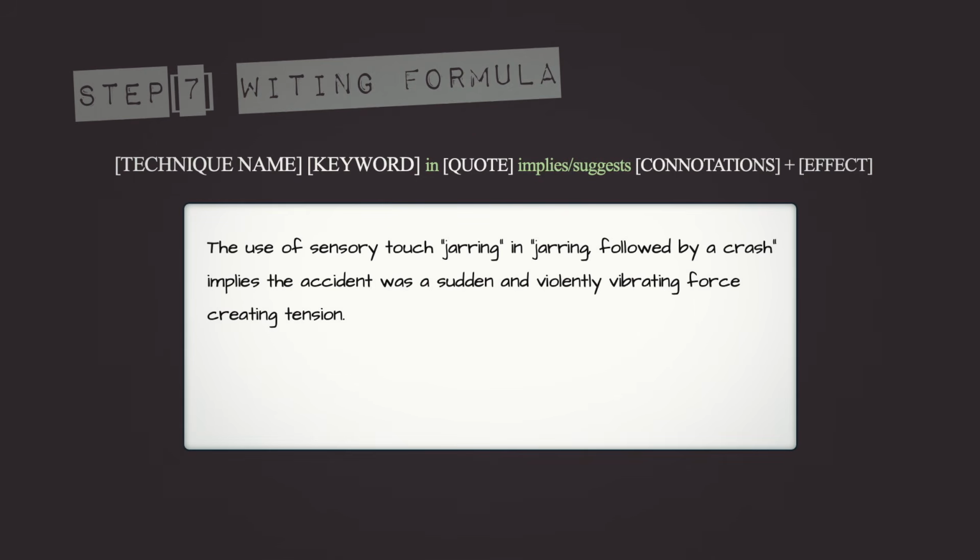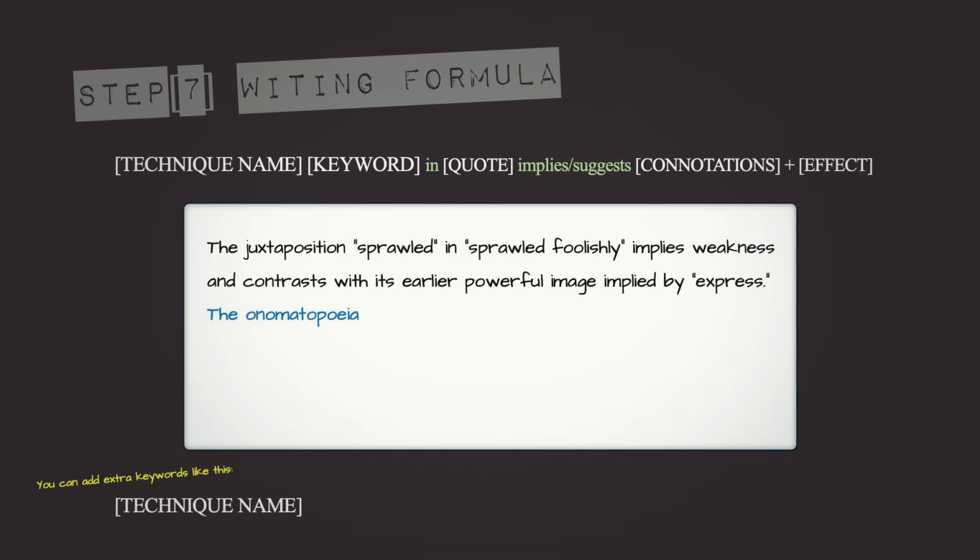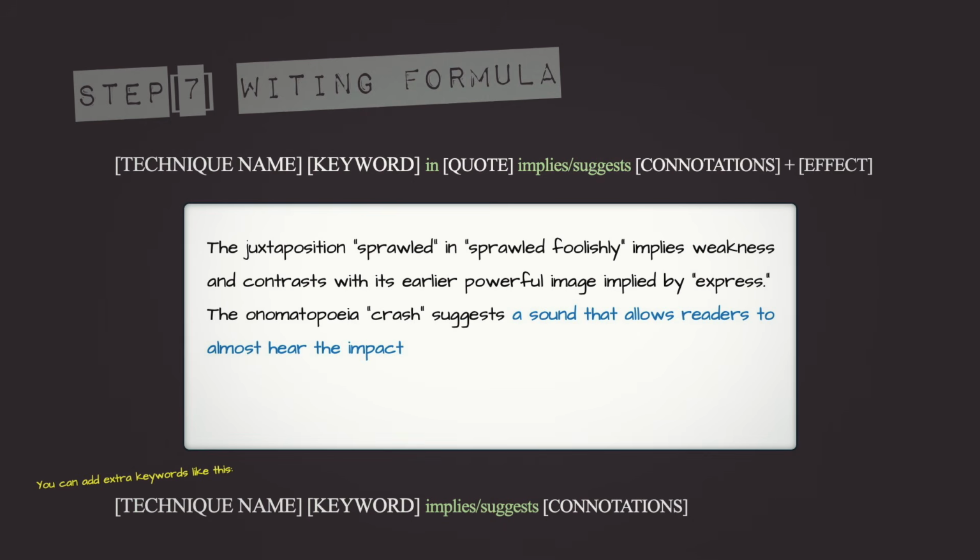That sounds pretty good. Let's expand the analysis with another keyword to pick up some more marks. Okay, we're going to use the same formula, but this time we don't need to repeat the main quote because that will be bonkers. We just need to state the main quote once and then zoom into the keywords afterwards. I'll show you, look. Technique name, this time it's the onomatopoeia. Keyword is crash. Let's use suggests. Connotations, a sound that allows readers to almost hear the impact. Finally, let's add the effect, which is adding tension through realism. And here's the final paragraph. Pause the video and read.